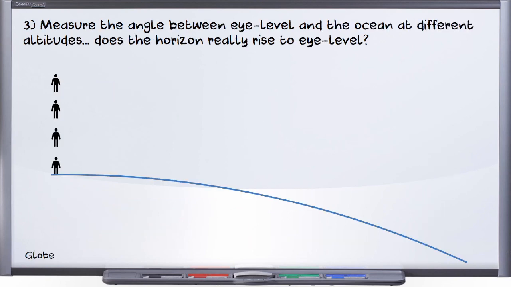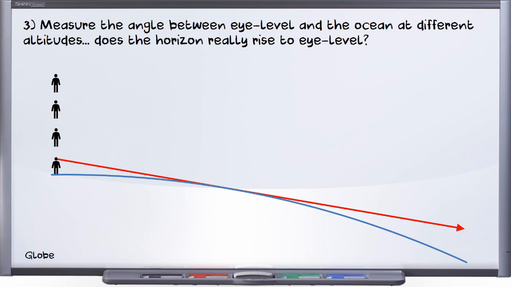And here's one that you hear a lot: that the horizon rises to eye level. Well, if the Earth is a globe, the horizon does not rise to eye level. So you could test that one pretty easily. Make yourself a little level and measure the angle between your straightforward view and the angle down to where your view touches the horizon.